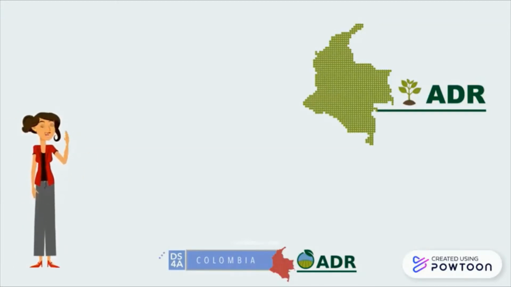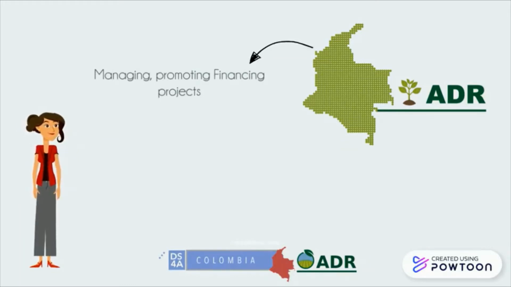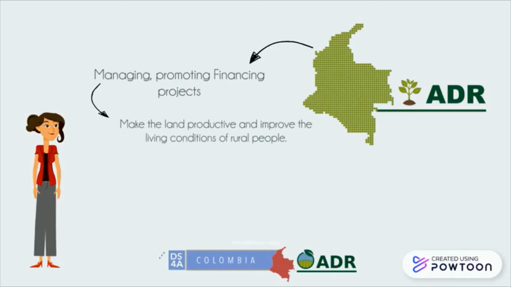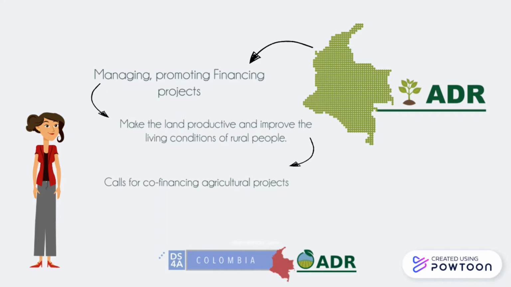So, ADR is the agency responsible for managing, promoting, and financing agricultural projects. They also offer services to make the land more productive and improve the living conditions of rural people. Each year, ADR calls for co-financing agricultural projects, and they also decide on which variables those projects are going to be evaluated in order to generate a greater impact in the field or at a national level.